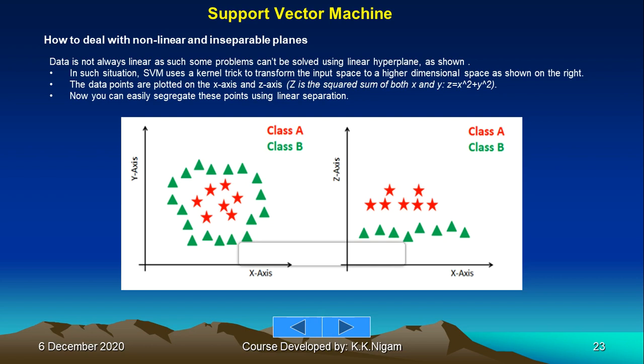Z is the squared sum of both x and y, as shown in the equation, that is z is equal to x square plus y square. Now you can easily segregate these points using linear separation. So on the left hand side you can see that the data points are circular, which by using this we have now separated into 2. So with that z plane which has been introduced, you can now do that.